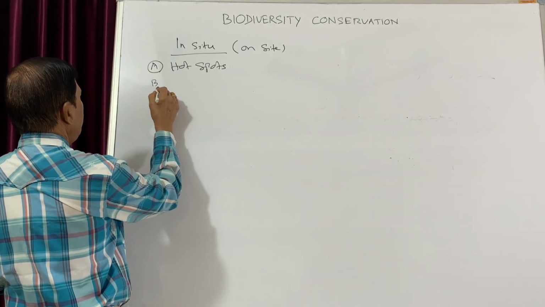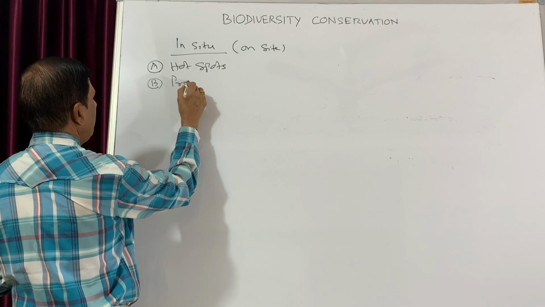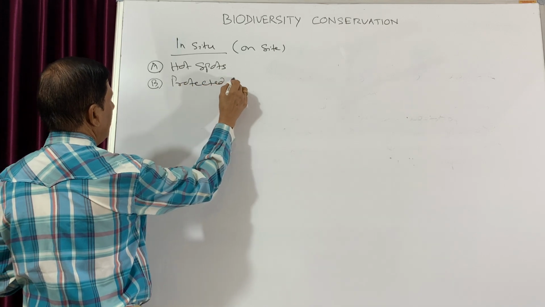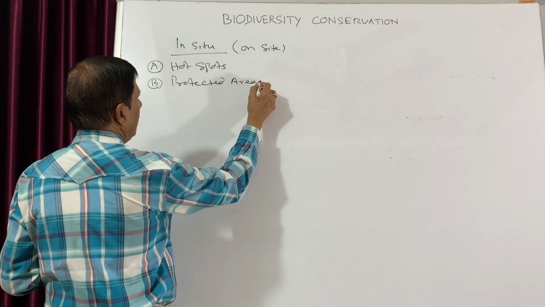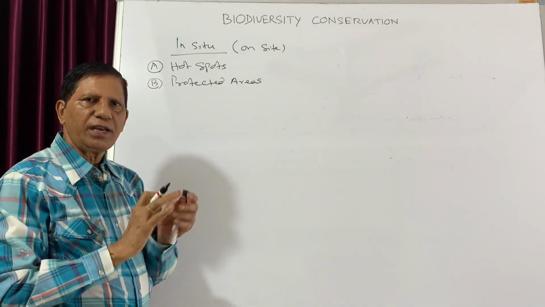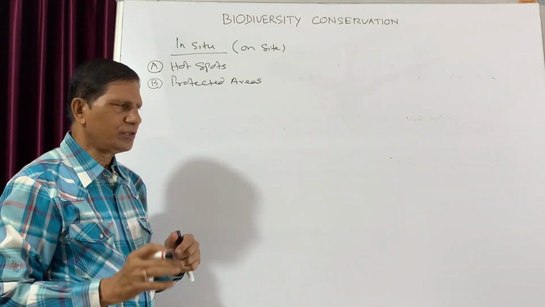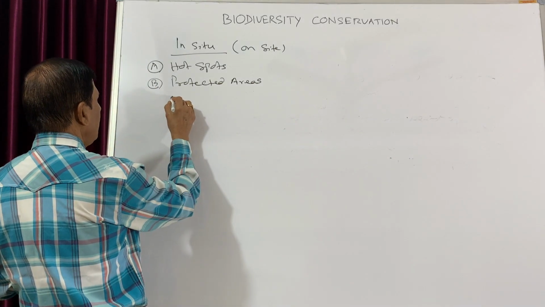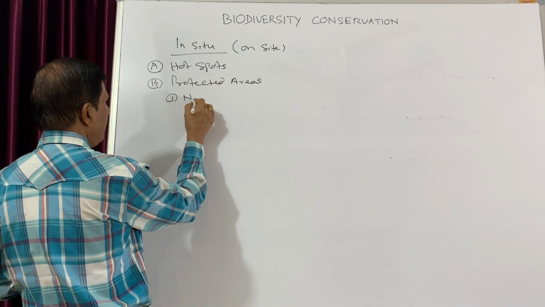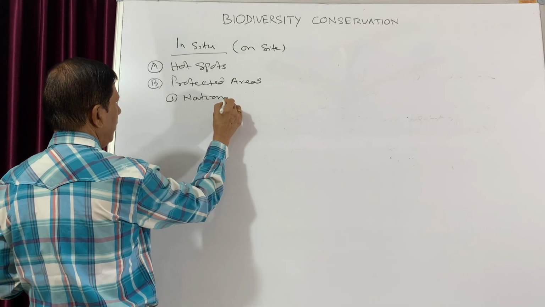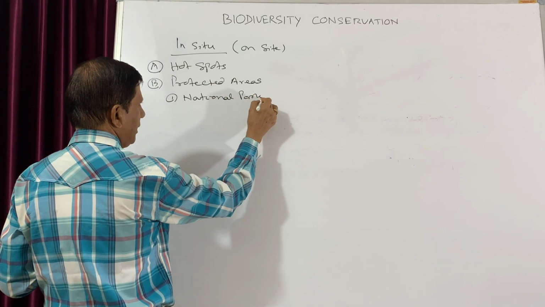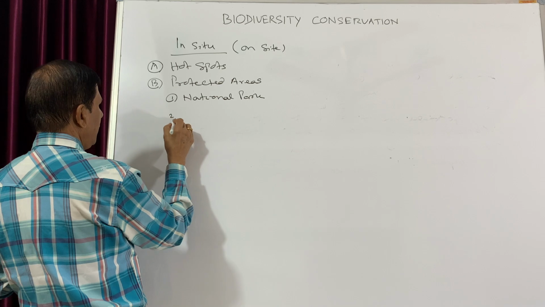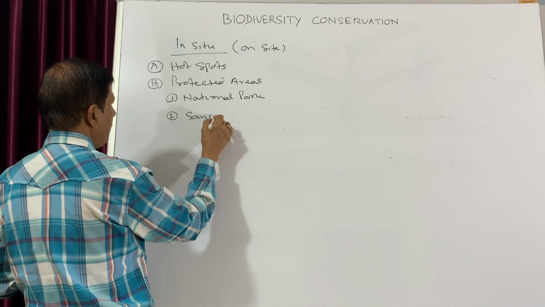So the second is protected areas. That means a particular area is protected by laws. Under this there are 5 categories. Number one is national park. The second one is sanctuaries.